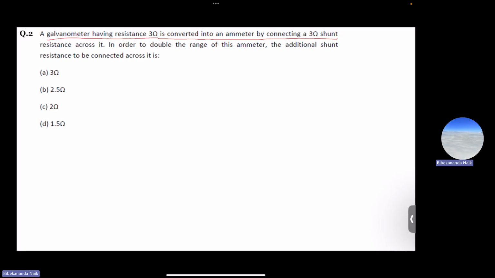Now let's draw the ammeter circuit. We know that in order to convert a galvanometer into an ammeter, we need to connect a low resistance in parallel, which is called shunt resistance. So this is the galvanometer, and this is the total current I that we need to flow through the circuit. So this is the initial case.